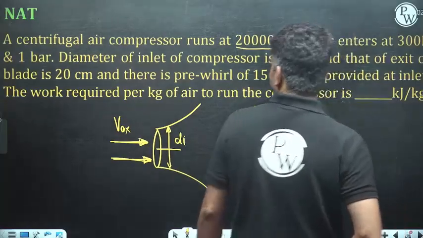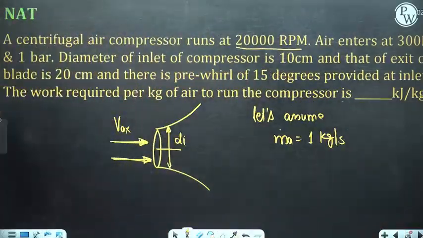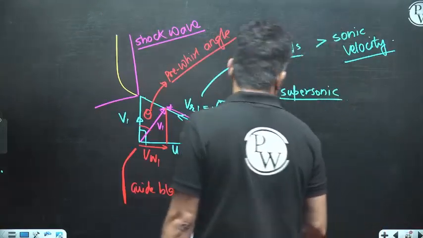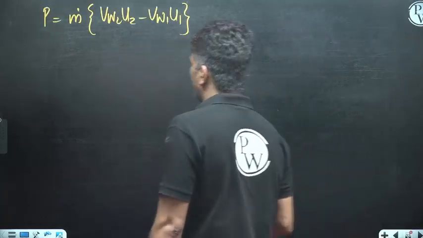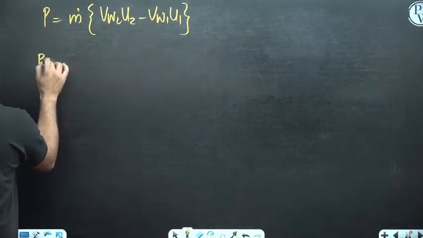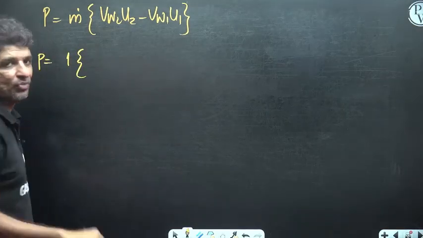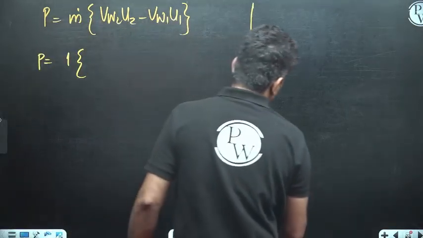You see that he has given that the inlet to the compressor is 10 centimeter and the exit of the blade is 20 centimeter. Also, there is a pre-whirl of 15 degrees and it is running at 20,000 RPM. So now we will calculate U2 and VW2. The power required is m dot, that is 1, multiplied by VW2. So let's calculate VW2.